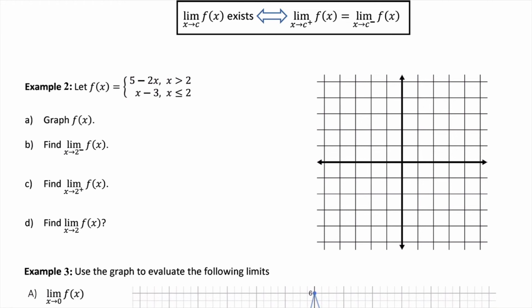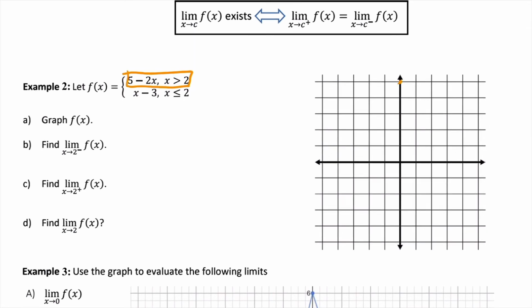So I'm going to graph the first one. I'll highlight that in this color. The y-intercept is 5. So I'm going to make a dot at positive 5. 1, 2, 3, 4, 5. The slope is negative 2. So I'm going to go down 2 over 1, down 2 over 1. And then I'm going to connect the dots.